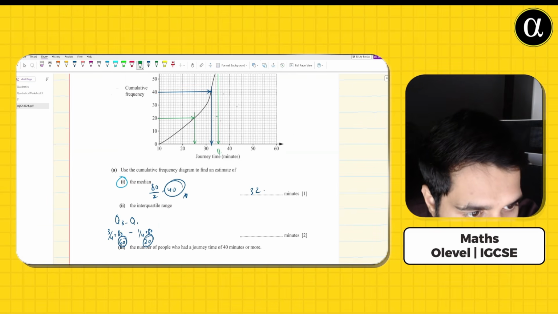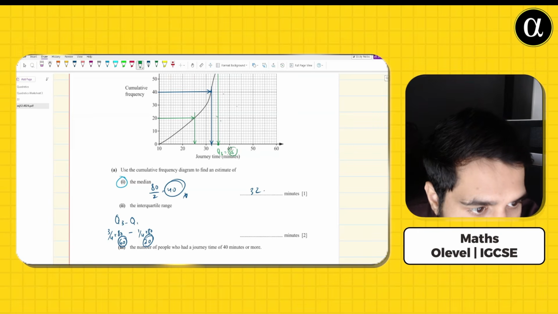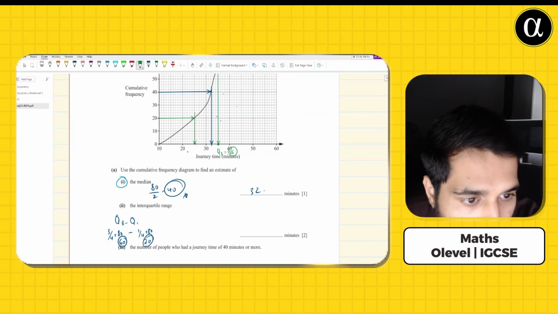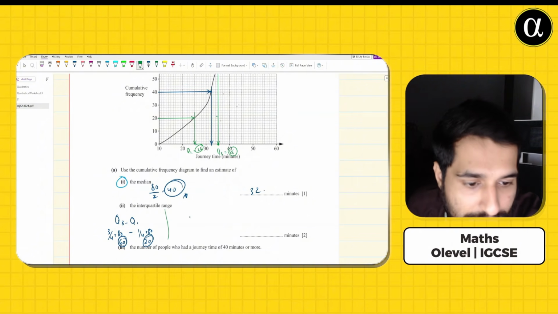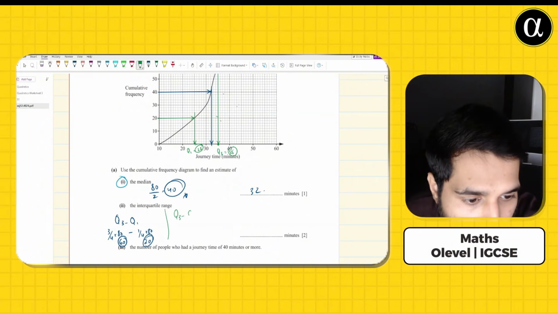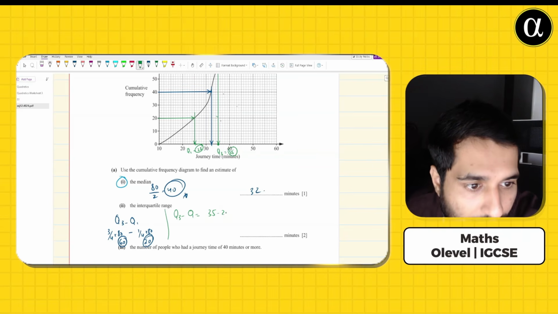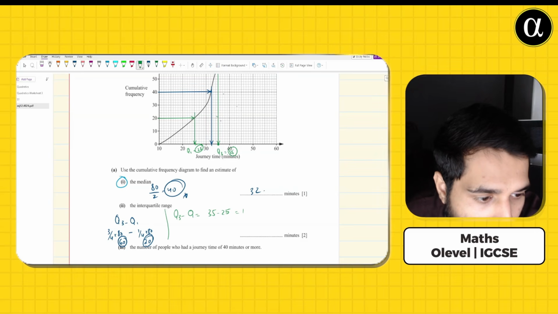Now, this is the value for the upper quartile. So Q3 would be equivalent to 35. Q3 is 35, and over here Q1 is basically 25. So what are you supposed to do? For this case, you're supposed to do Q3 minus Q1, that gives you 35 minus 25, and this should be equivalent to 10.